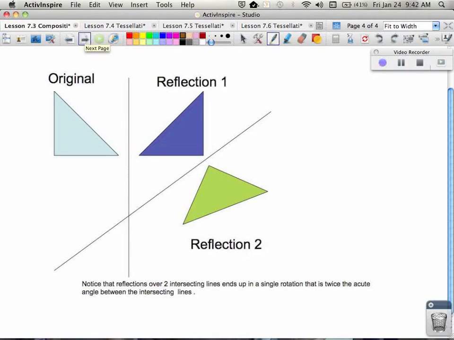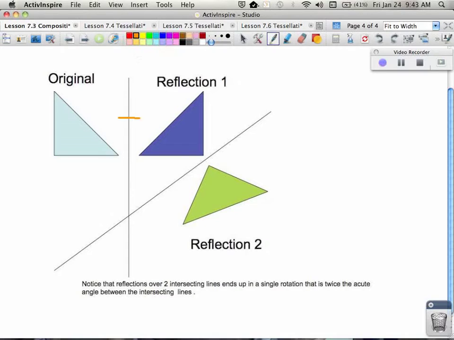In this last slide for this section, what I want you to notice is that reflections over 2 intersecting lines become 1 rotation. So 2 reflections become a rotation. That's twice the distance of the acute angle. So, again with the twice thing. Let me show you again what this means.